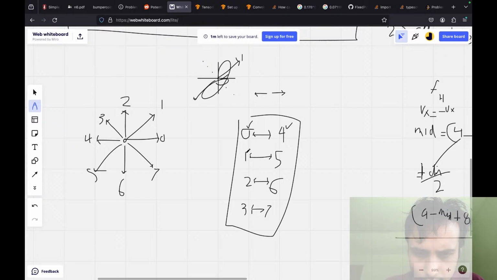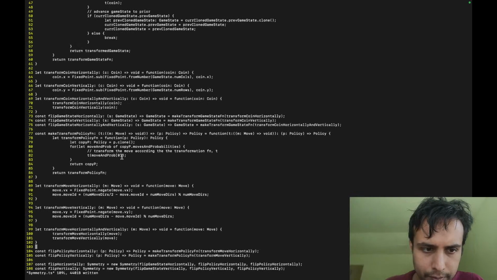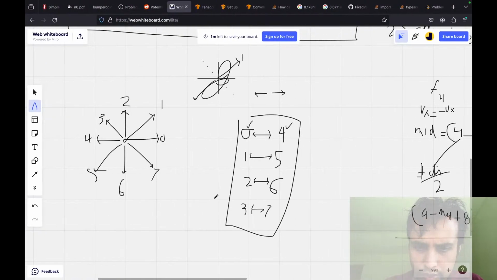Wait, what? Okay, we're inputting 1. So 4 minus 1 is 3, plus 8 is 11, mod 8 is 3. So 8 minus 3 is 5, mod 8 is 5. That's correct. Okay, this seems to be correct.